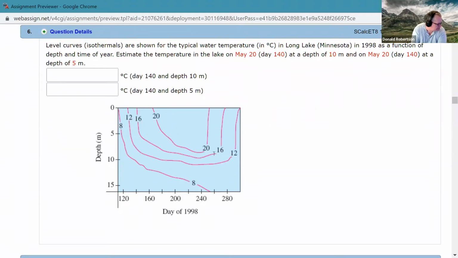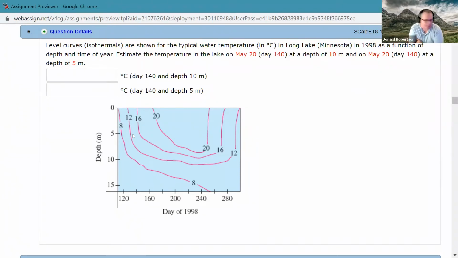Now, what about day 140, which also happens to be that one, but I think you'll get different days, at a depth of 5 meters? Well, if you do 5 meters and you do 140, I'm thinking the answer is about here. Now, it's not on the 12 line, at least my estimate is not. But if you look at the next line, it's 16. It's more like the middle of 12 and 16. So you call that 14 then, right?